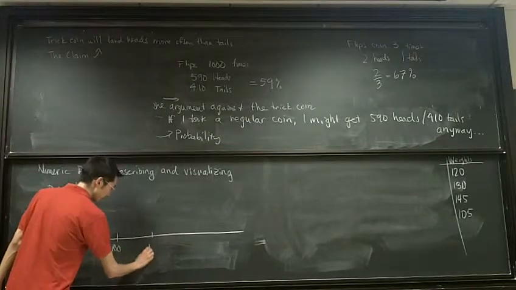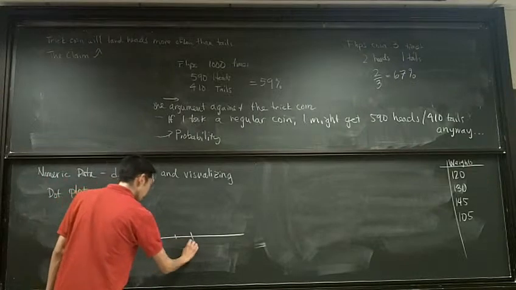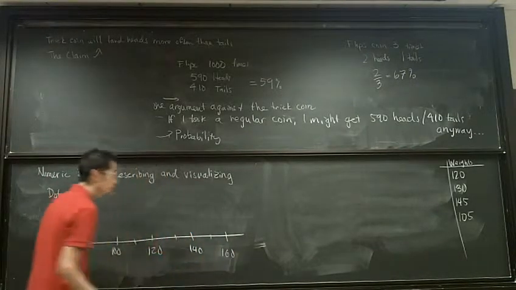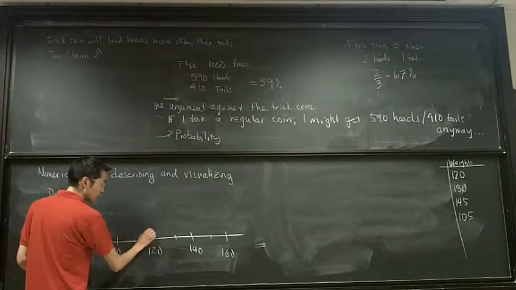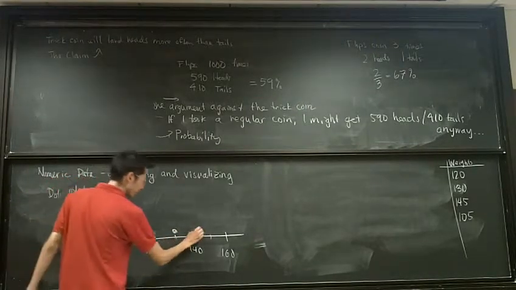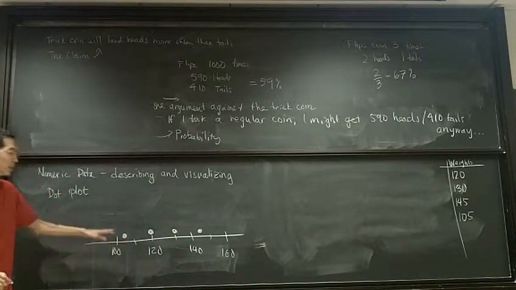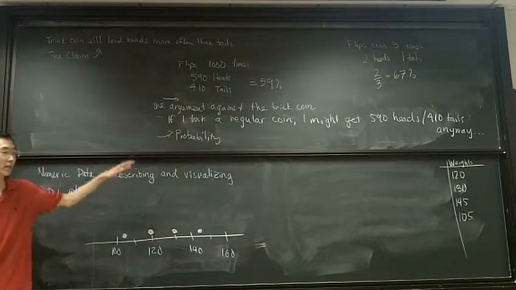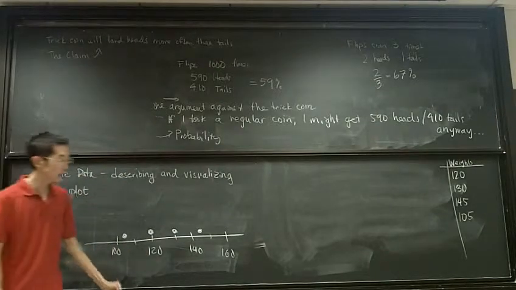we need to form a scale. So 110, 120, 130, 140, 160. Okay, and then I would draw a dot for each data point. So I would draw a dot at 120, a dot at 130, a dot at 145, and a dot at 105. Okay. Now this is very uninteresting because there's only 4 data points. Okay, but you can imagine if I collected a whole bunch of weights from a whole bunch of people. Okay.